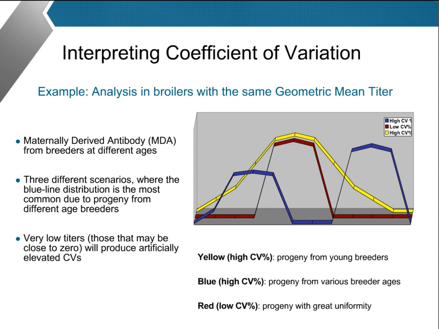To better explain CV, let's look at an example. This represents 3 broiler flocks, each from a different breeder flock. All of these groups have the same GMT, but a very different CV. If we neglected to consider CV, we may think that these groups have the same health situation, which is not the case.